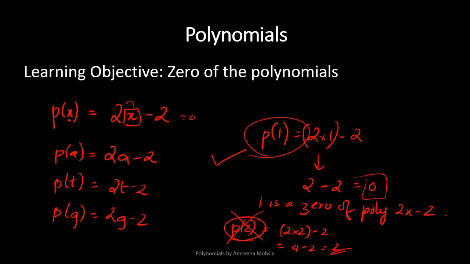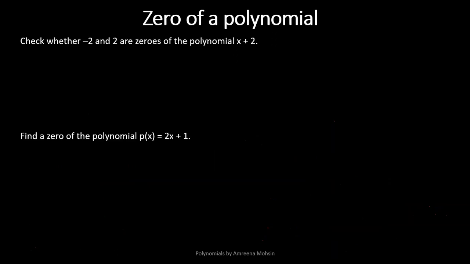Let's move on with some examples. Check whether minus 2 and 2 are zeros of the polynomial. Basically, we have to substitute minus 2 at this place and check if it gives 0. Pause this video and do it by yourself, and then we'll compare our answers.